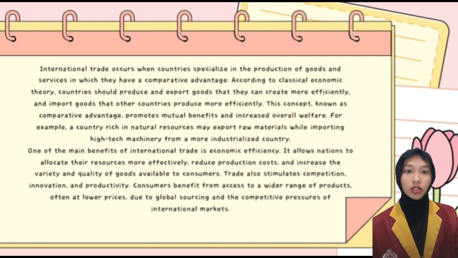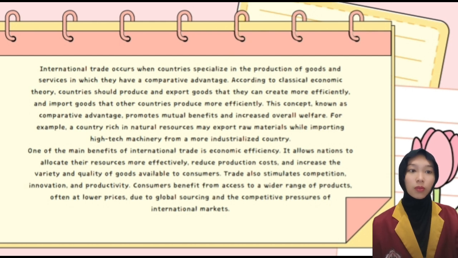It allows nations to allocate their resources more efficiently, reduce production costs, and increase the variety and quality of goods available to consumers. Trade also stimulates competition, innovation, and productivity. Consumers benefit from access to a wider range of products, often at lower prices due to global sourcing and the competitive pressure of international markets.